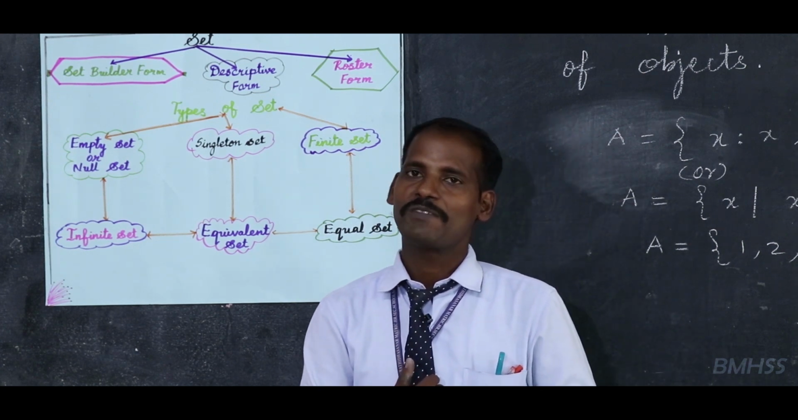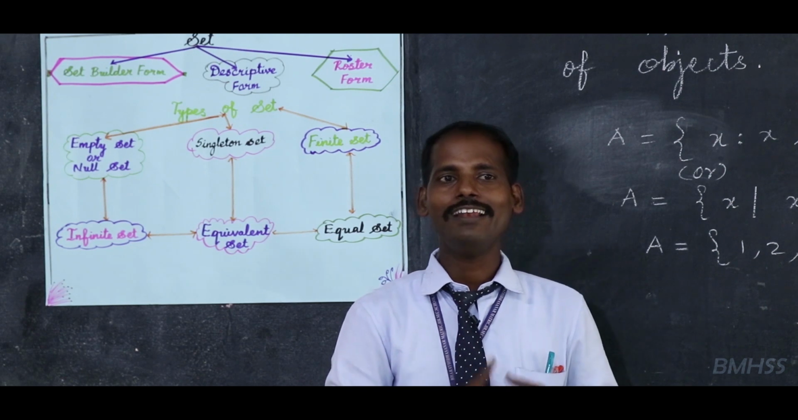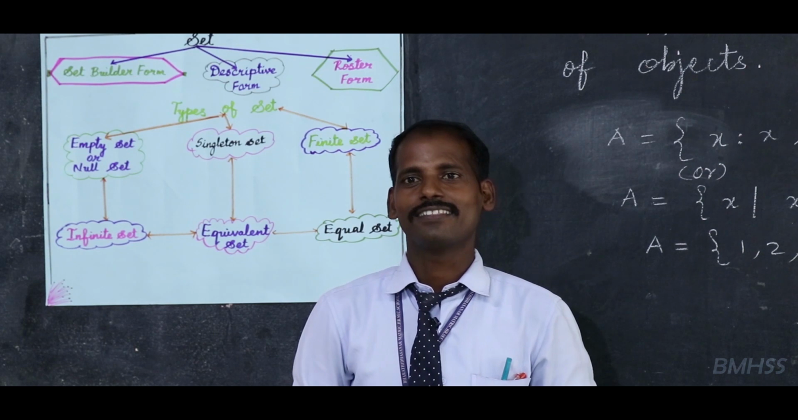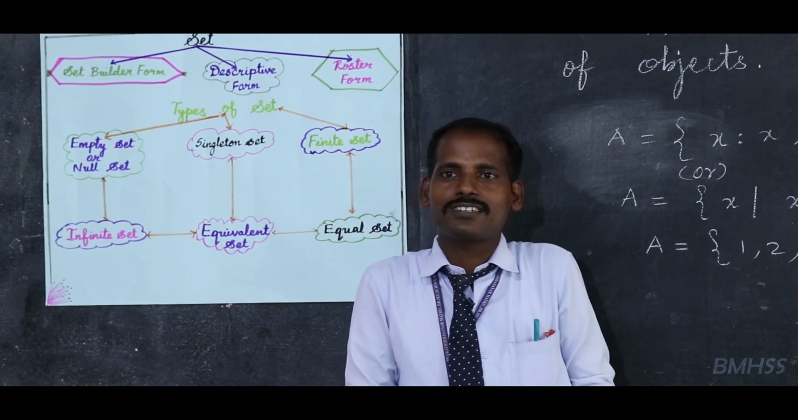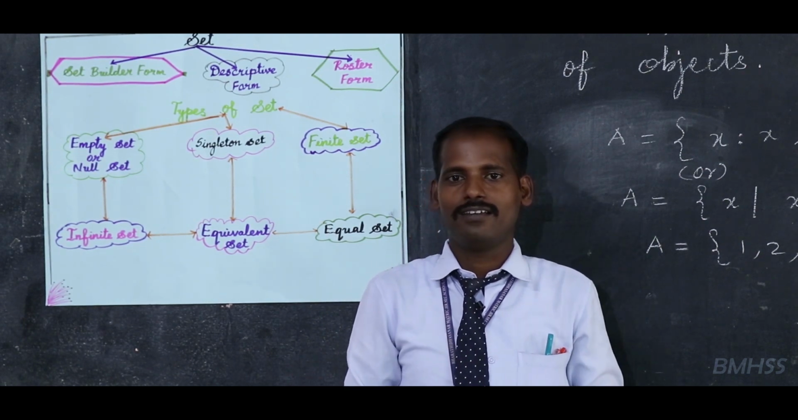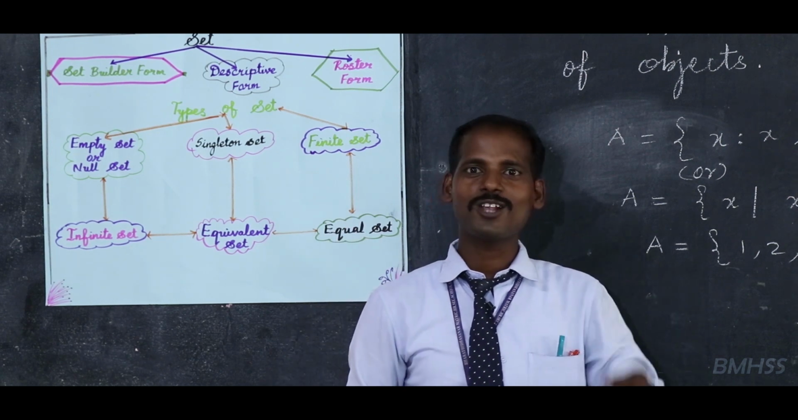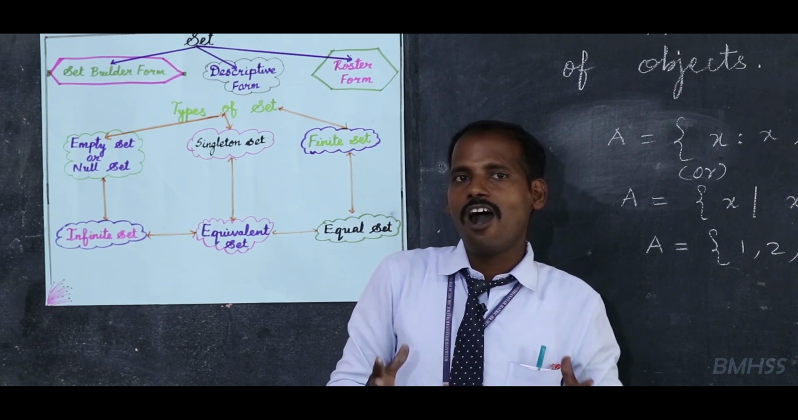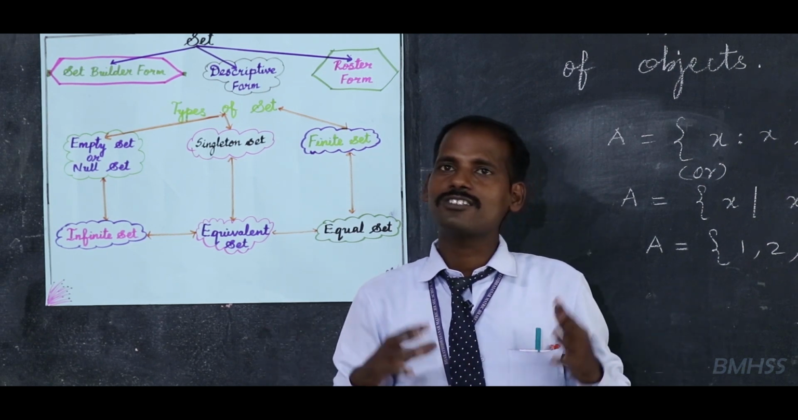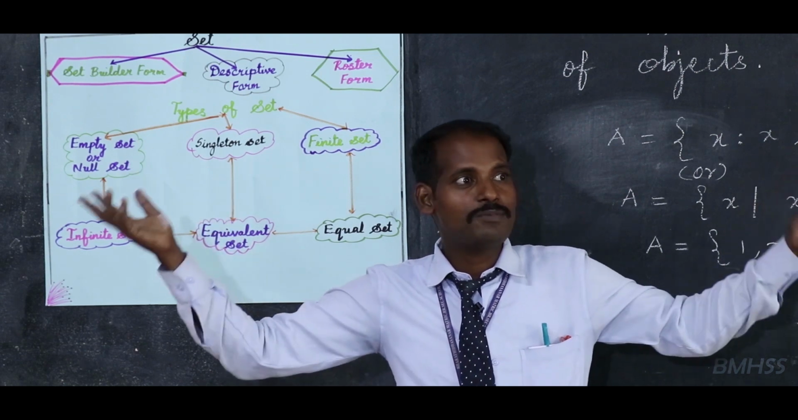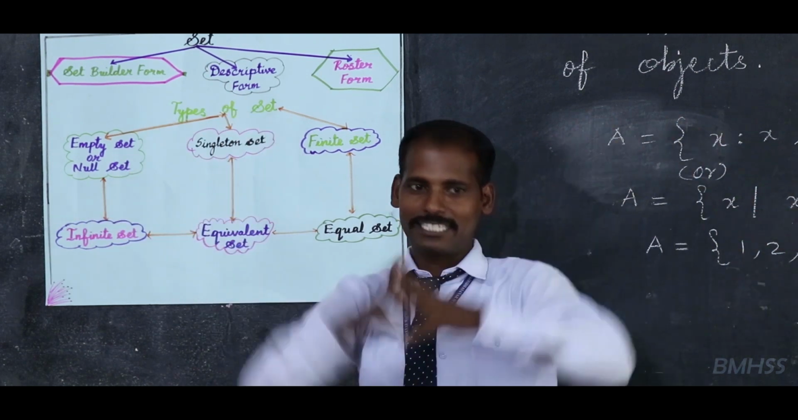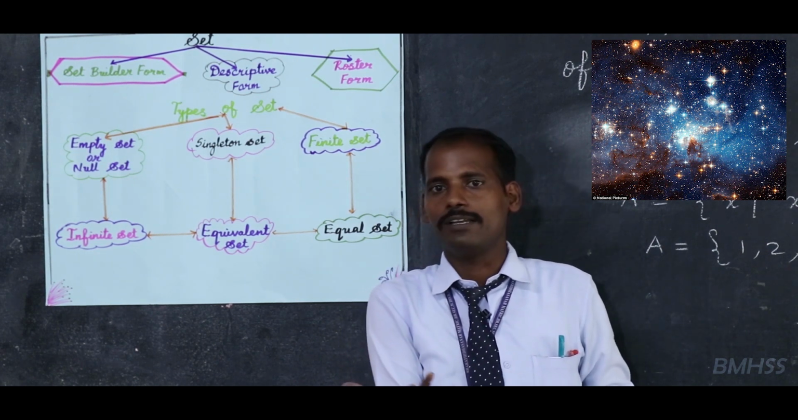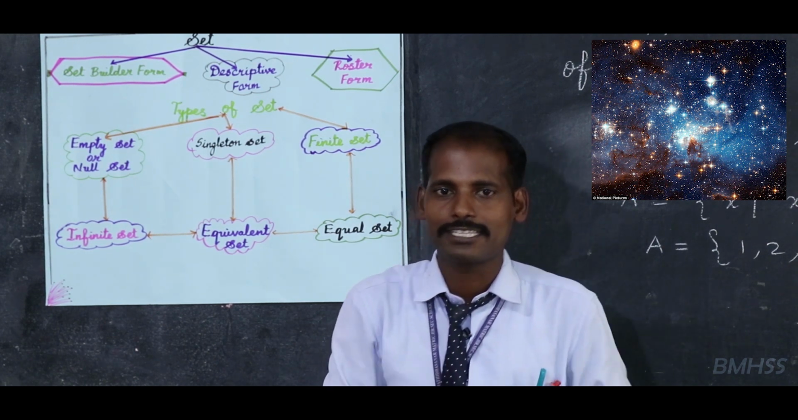Empty set example. For example, the set of all even prime number. Only one even prime number, that is 2. The set of superstars in cinema history, that is only one superstar. It is also singleton set. Here the set of all stars in the sky. How many stars is in the sky? So uncountable stars. It is an infinite set. Okay. So water is not countable. So it is also infinite set.